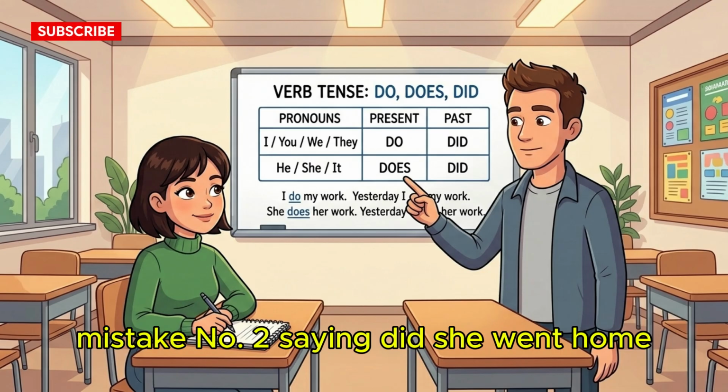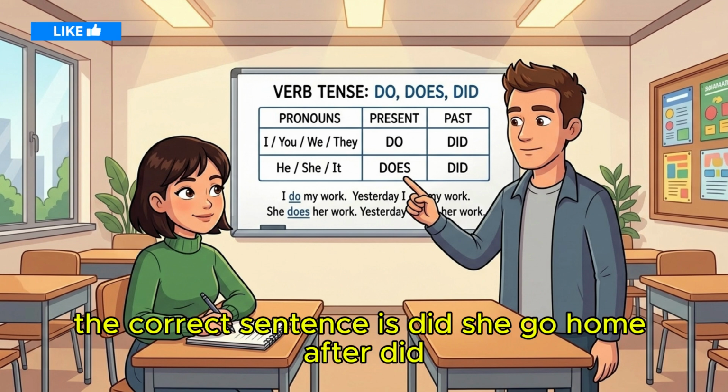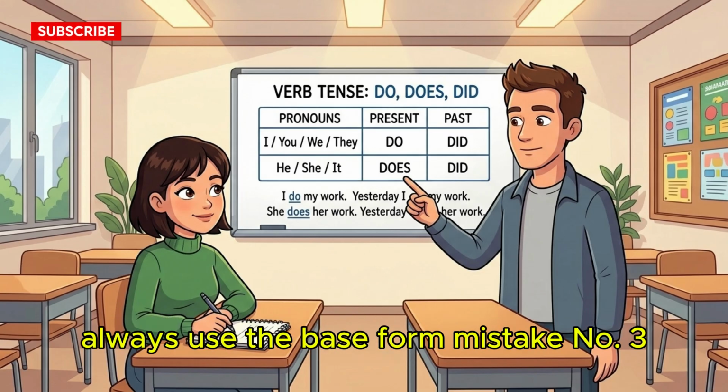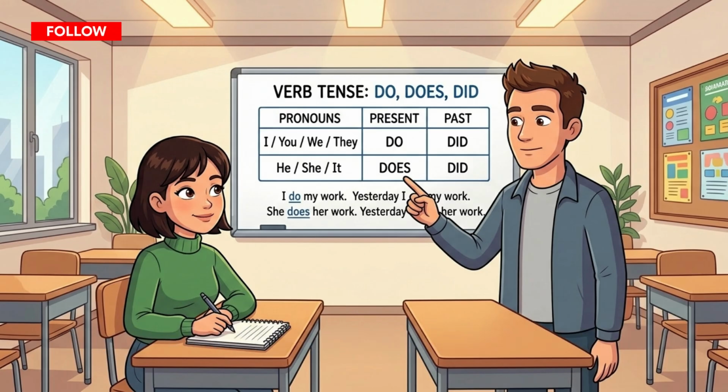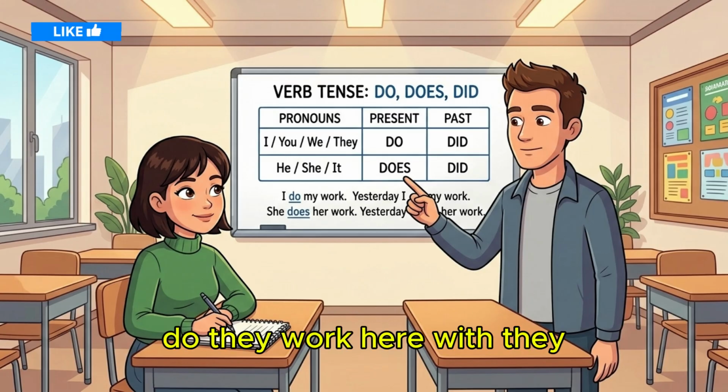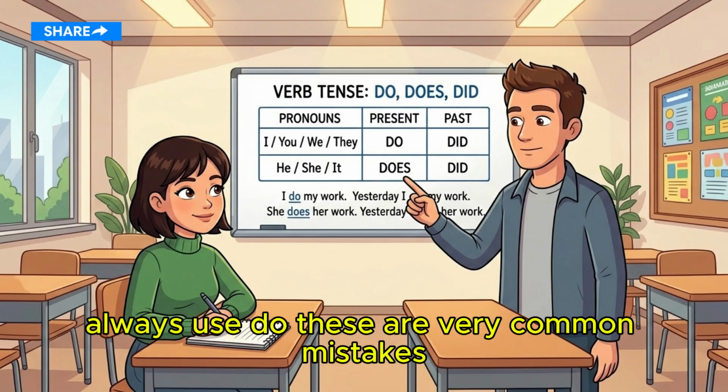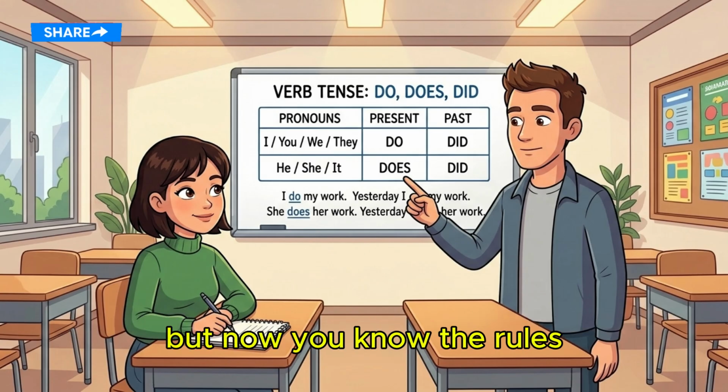Mistake number 2, saying, did she went home? The correct sentence is, did she go home? After did, always use the base form. Mistake number 3, saying, does they work here? The correct sentence is, do they work here? With they, always use do. These are very common mistakes, but now you know the rules.